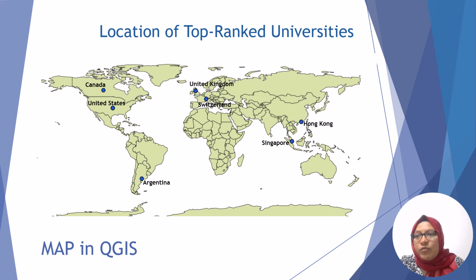So this is the output map in QGIS, which shows the location of the universities and the countries in which they are located. So you may see that there are Canada, United States, Argentina, United Kingdom, Switzerland, Hong Kong, and Singapore.